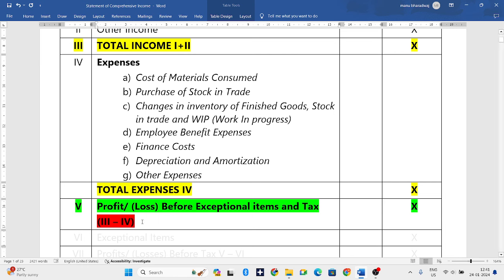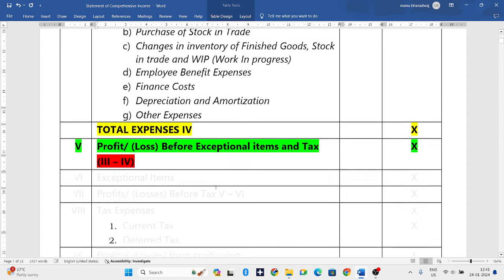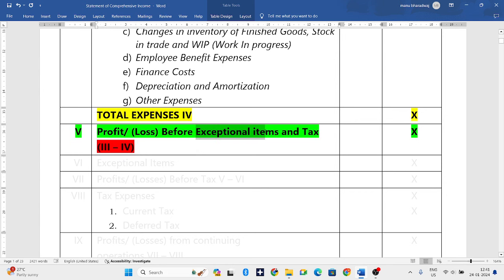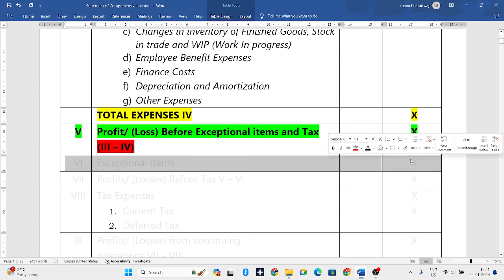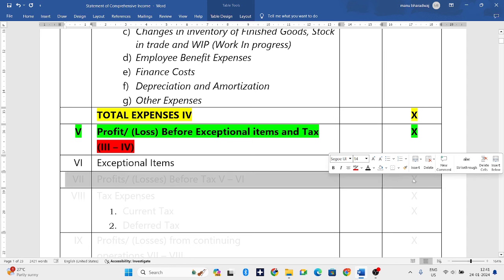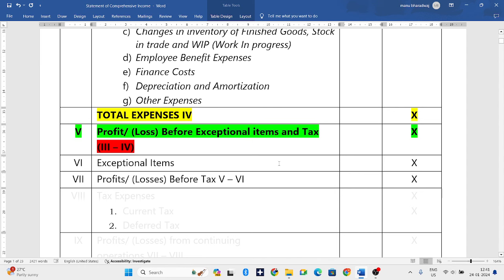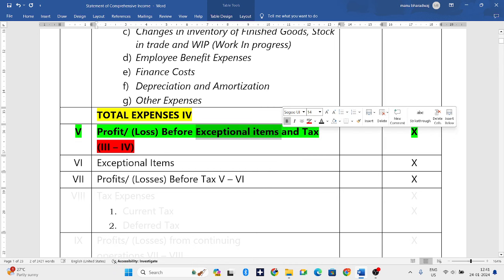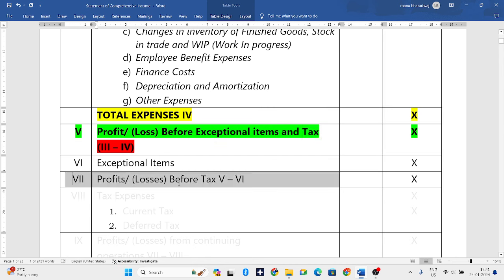That resulting item we classify as profit or loss before exceptional items and tax. From this, we have to subtract the exceptional items, or add the exceptional items if it is an income. Then we will get profit or loss before tax. So here, before exceptional items and tax, when we eliminate the exceptional items, it becomes before tax. So then we get profit before tax.